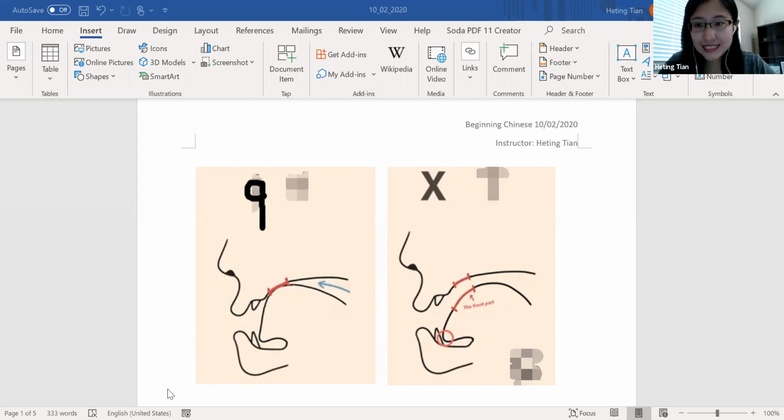Next one is xi, xi. Same position of lips. And then you relax your tongue and let the air go without blocking. Xi, xi.